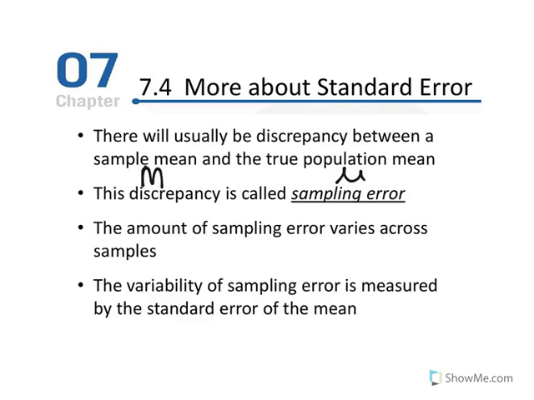The amount of sampling error varies across samples and is related to the size of the sample. Again, we recognize that larger samples are going to be more representative, therefore decreasing the error between M and mu. Smaller samples will be less representative and therefore increase this discrepancy. The variability of sampling error is measured by the standard error of the mean, and the equation we learned is standard error of the mean is equal to the standard deviation of the population over the square root of n.